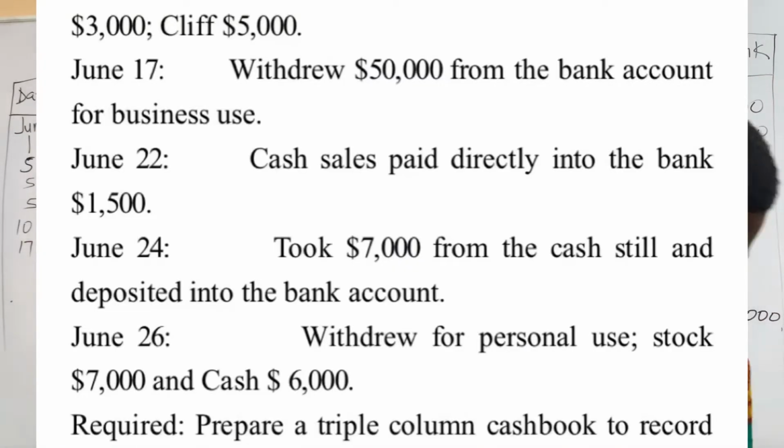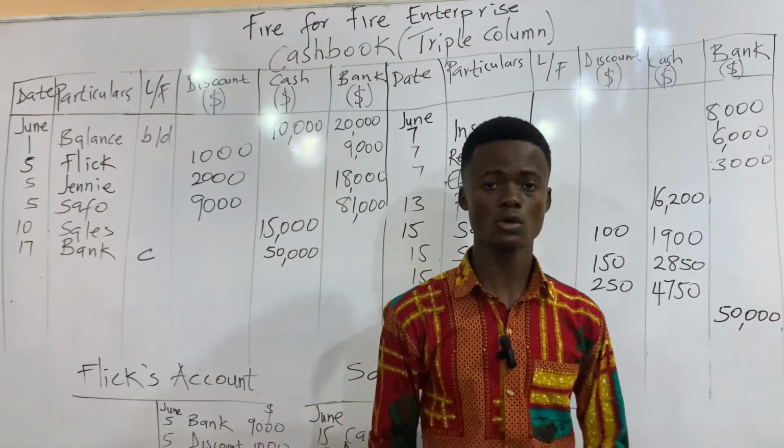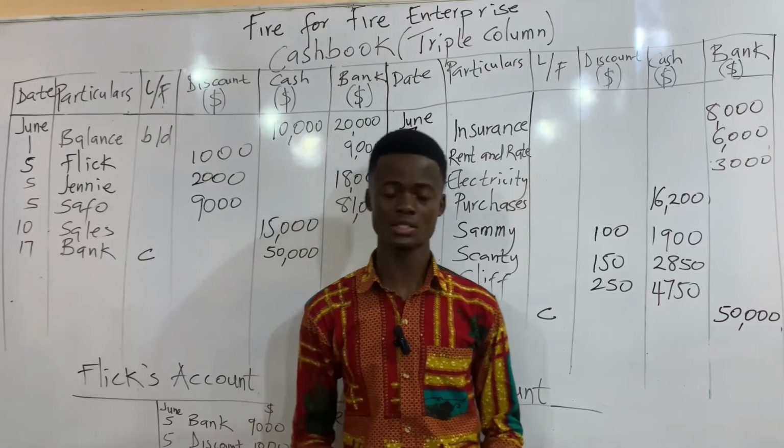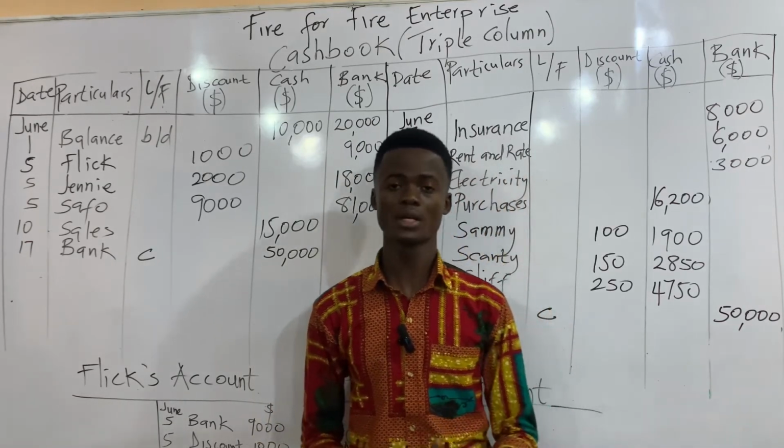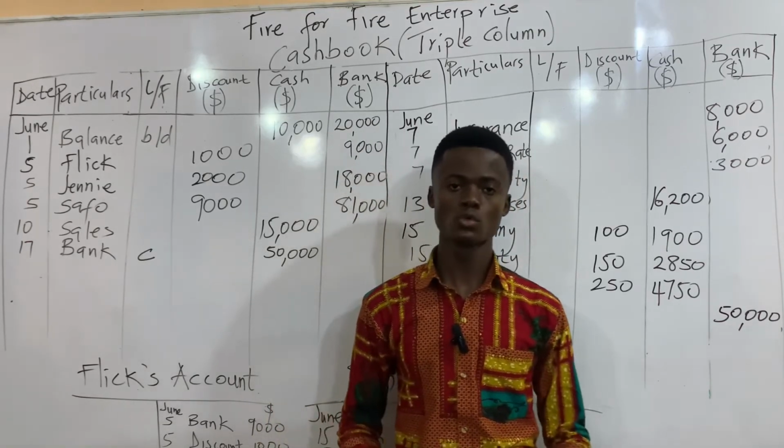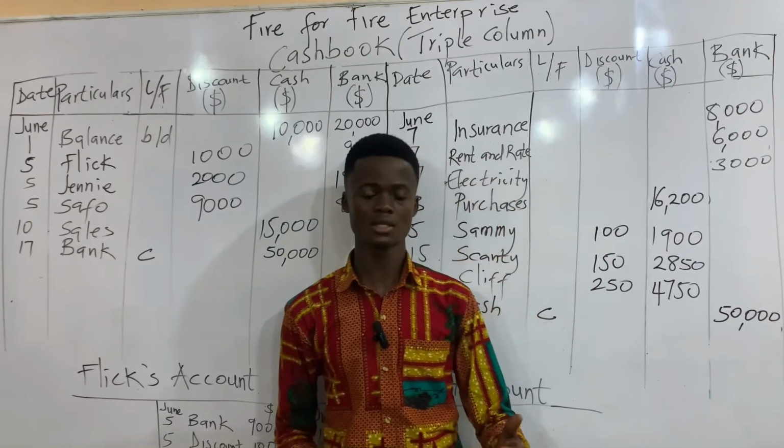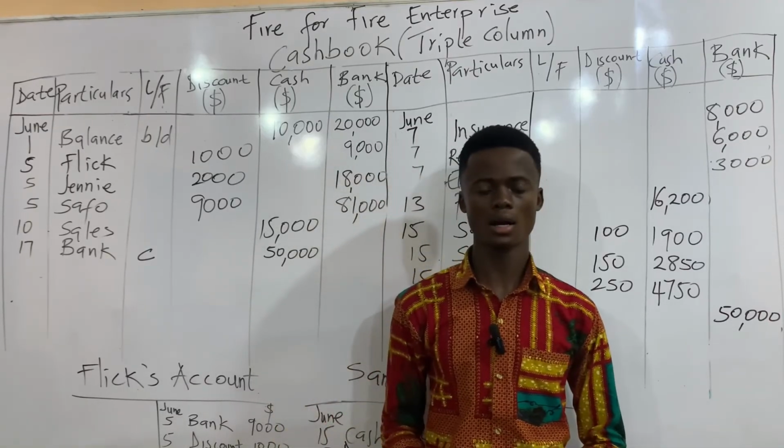The next transaction is on June 22nd, cash sales paid directly into the bank, 1,500. So this transaction also means that we sold goods for cash, but here the amount was paid directly into our bank account. So here the two accounts that are involved are the sales account and our bank account.